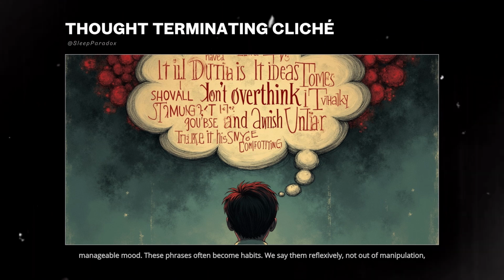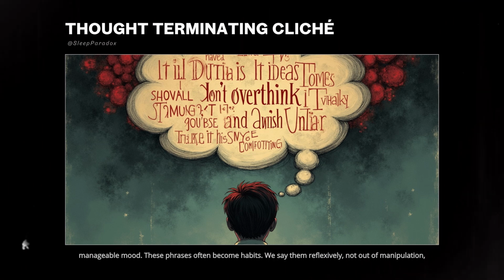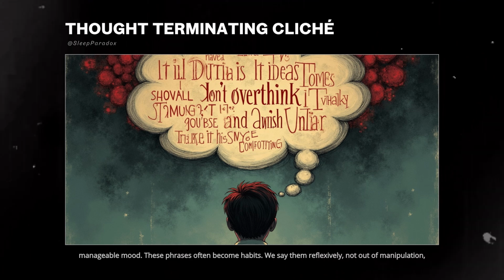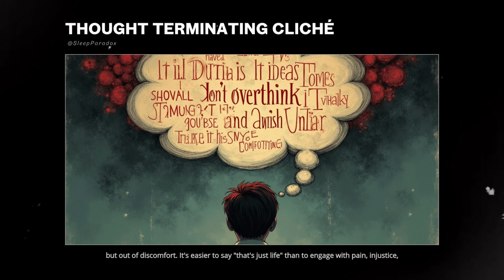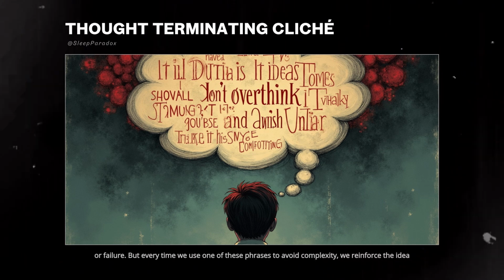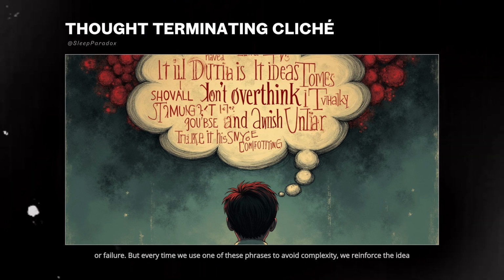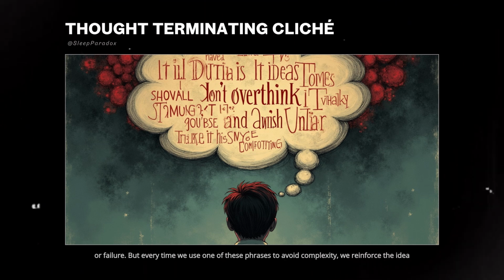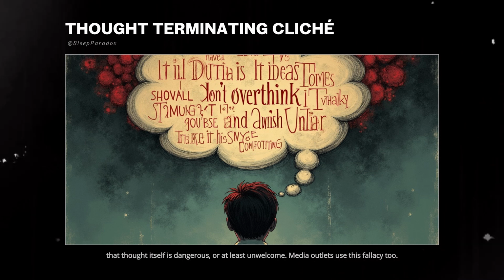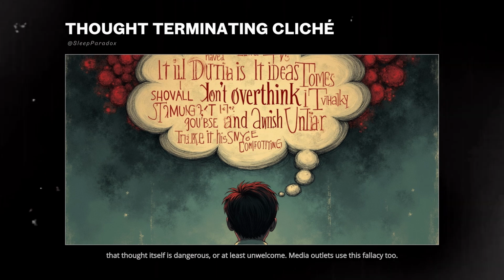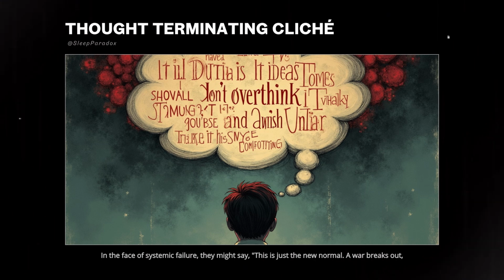These phrases often become habits. We say them reflexively, not out of manipulation, but out of discomfort. It's easier to say, "That's just life," than to engage with pain, injustice, or failure. But every time we use one of these phrases to avoid complexity, we reinforce the idea that thought itself is dangerous, or at least unwelcome. Media outlets use this fallacy too. In the face of systemic failure, they might say, "This is just the new normal."